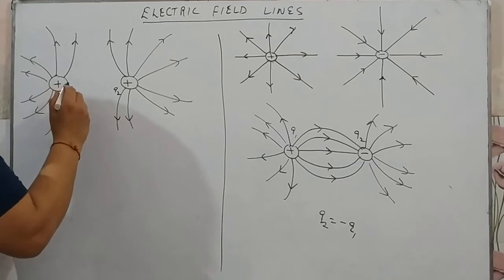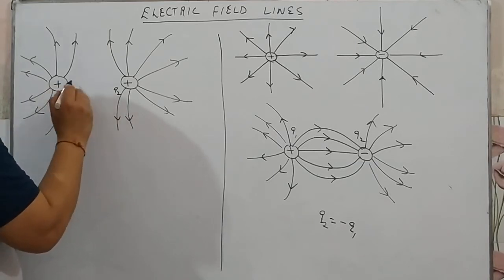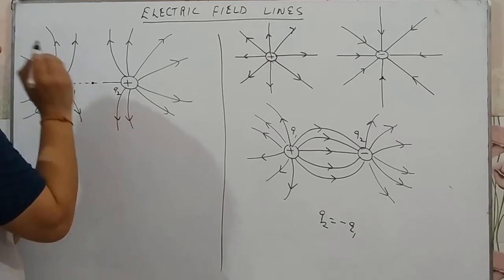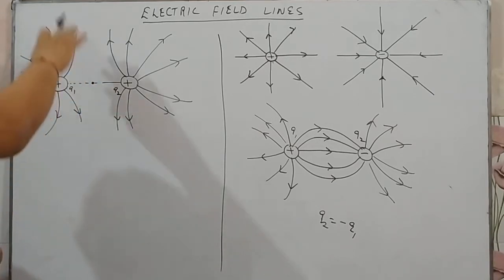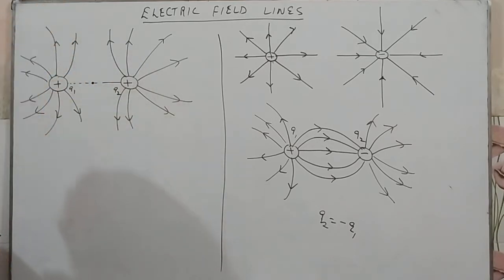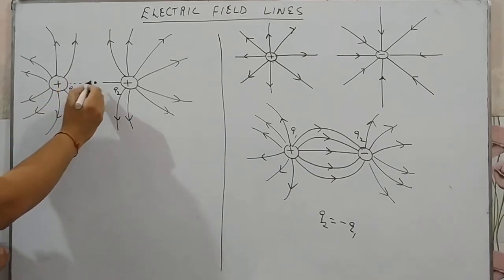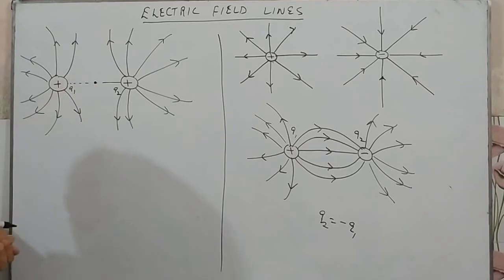One thing you need to notice is that whenever you draw this electric field line arrangement, we always come across a neutral point. This neutral point is the point around which the electric field intensity is 0, and its position depends upon the magnitudes of the charges.